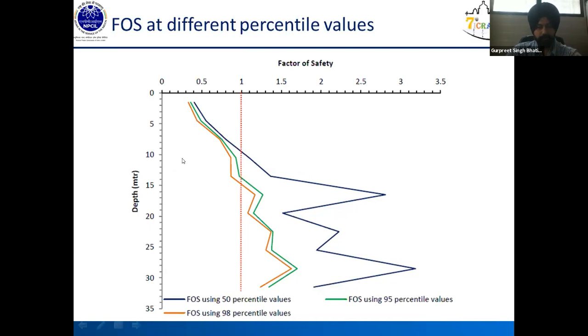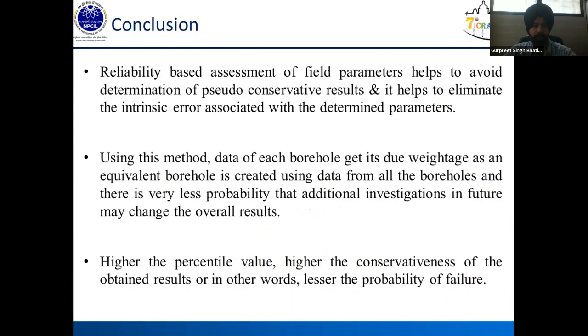So after conducting this test, we were able to make sure that even if we conduct some investigation later on, this liquefaction depth will not go beyond that. So what are the conclusions? That reliability-based assessment of field parameters helps to avoid pseudo-conservative results, which can happen if only a single borehole is giving a very low value, and it helps to eliminate intrinsic error associated with the determined parameters, that is our N value, density and the percentage fines.